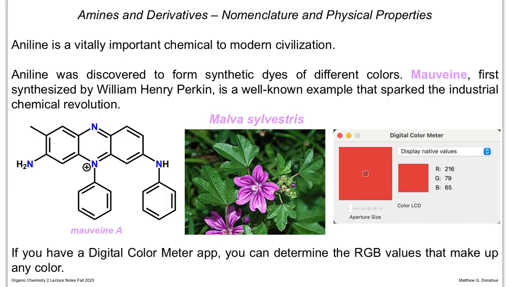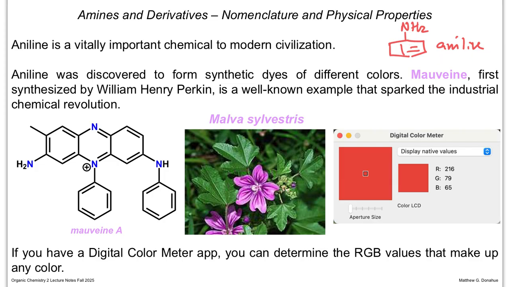So another important nitrogen-containing molecule is aniline, and we saw that a couple different times this semester. During the conjugation and aromaticity, we basically were talking about substituted benzene. So this is the aminobenzene, and that's called aniline.